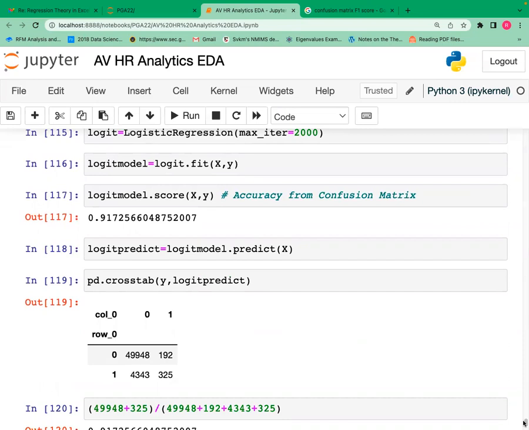So the diagonals are correct predictions. 49,948 is the correct prediction. 325 is correct predictions. The other two are wrong predictions. TP plus TN by TP plus FN plus FP plus TN.